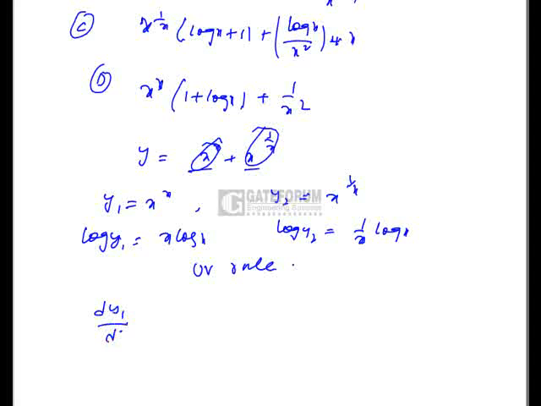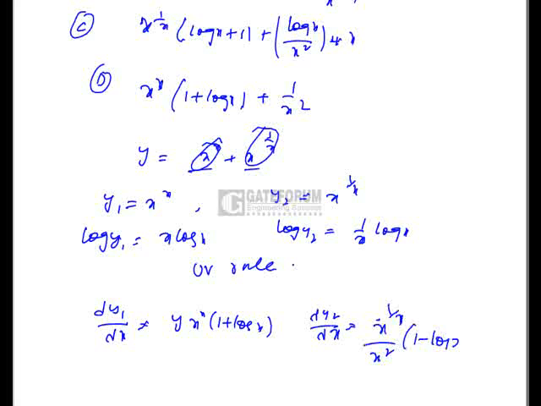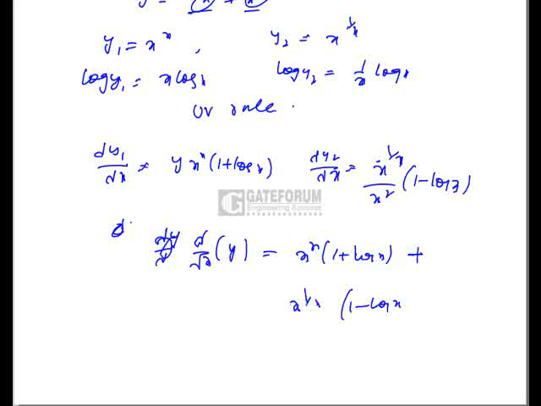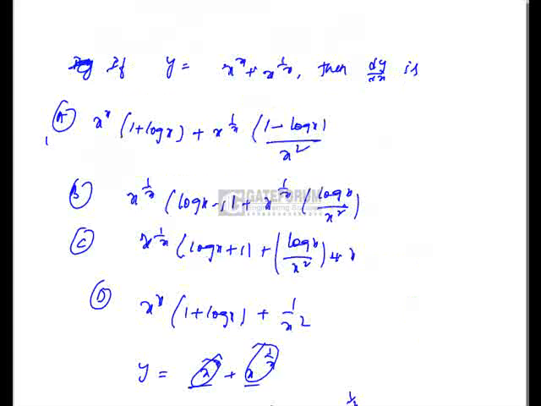I'll obtain the value of dy1 by dx as x power x into 1 plus log x. Similarly, dy2 by dx is nothing but x power 1 by x, by x square, into 1 minus log x, and their sum, which is the differentiation of y, will be x power x into 1 plus log x plus x power 1 by x into 1 minus log x by x square, which is nothing but option A.